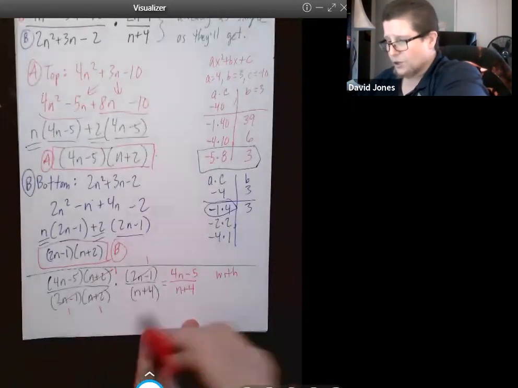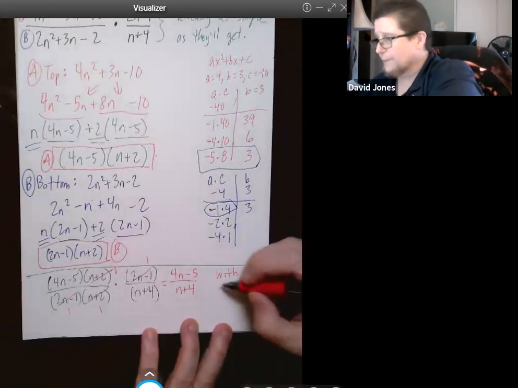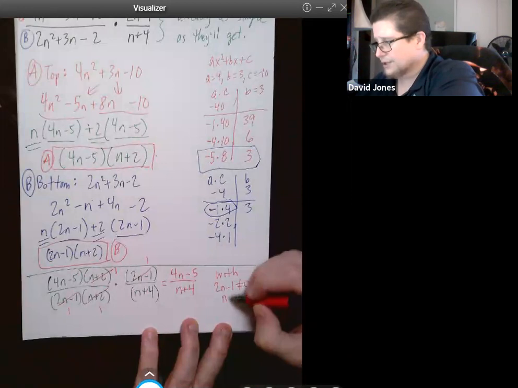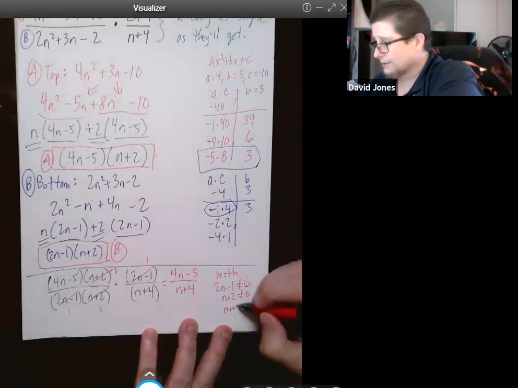with all of these original terms on the bottom not equal to 0. 2n minus 1 cannot equal 0. n plus 2 cannot equal 0. n plus 4 cannot equal 0.